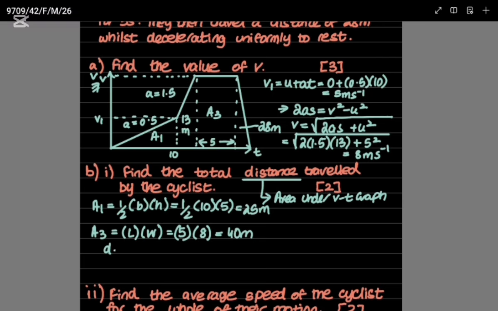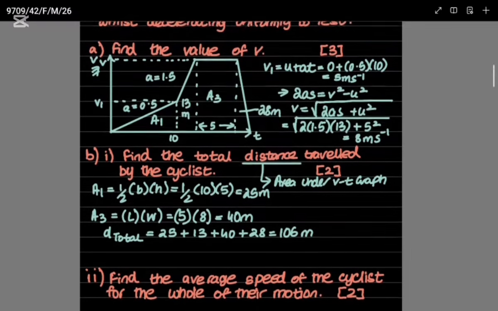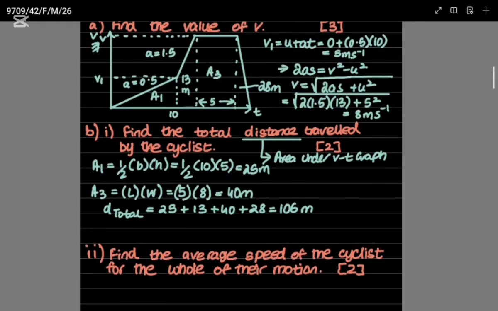Now total distance, you just add them up. Add all of them up, not just area 1 and area 3. So area 1 was 25, the next is 13 meters, it was already given. Area 3 we found out is 40, the last phase was 28. Now let me plug this into the calculator. 25 plus 13 plus 40 plus 28 gives us 106 meters. So you see how easy it is once you know the graph.